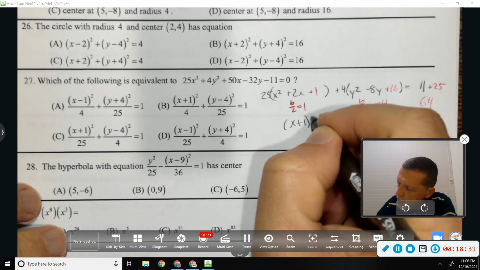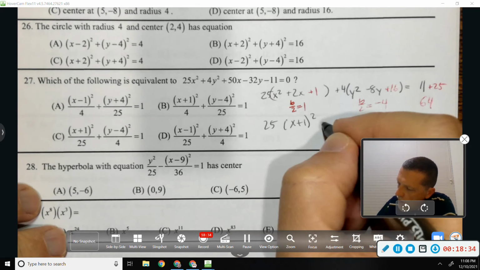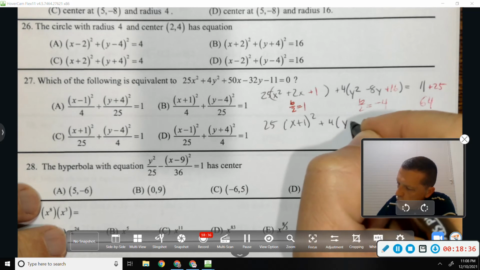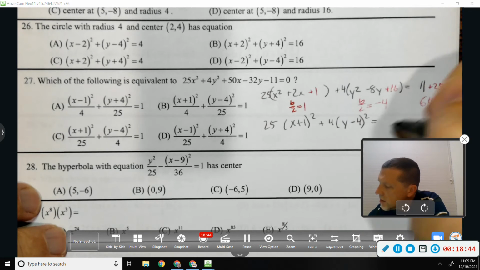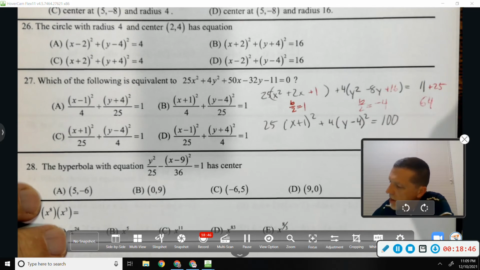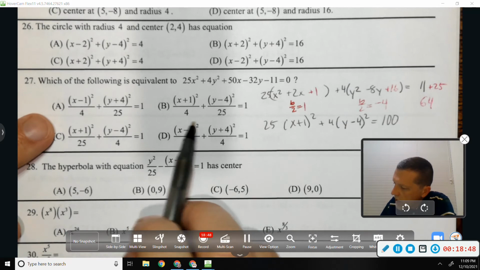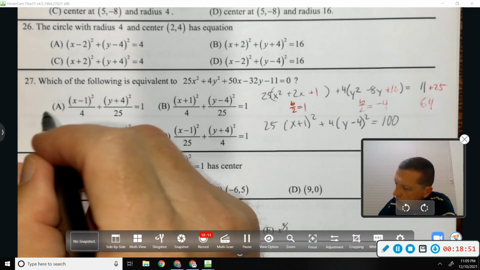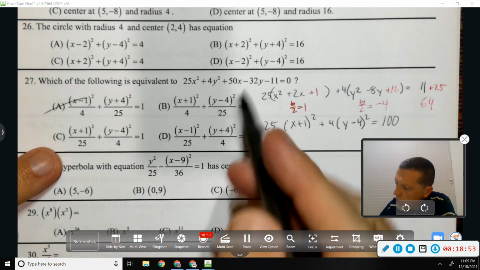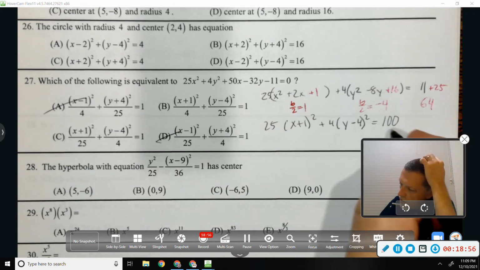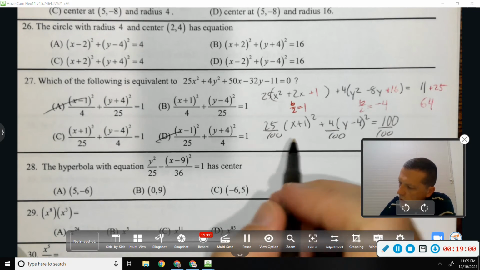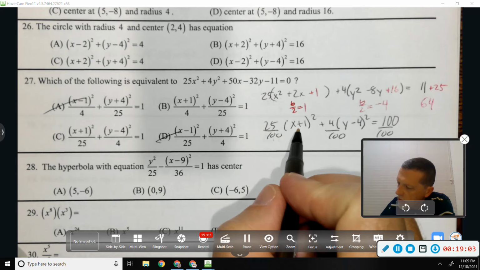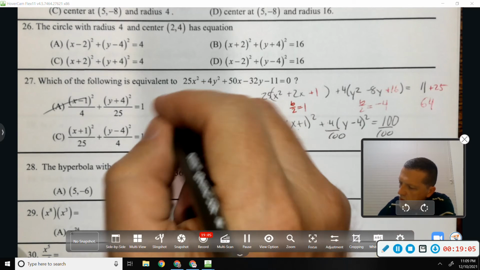So x plus 1 squared plus 4 times y minus 4 squared equals whatever all that adds up to. Oh, that makes it nice. It adds up to 100. Let's see if we can start eliminating things. X plus 1 and y minus 4. X plus 1 and y minus 4. And then be careful, if I divide by 100, I end up with 4 under the x stuff, 25 under the y stuff. So answer choice B.